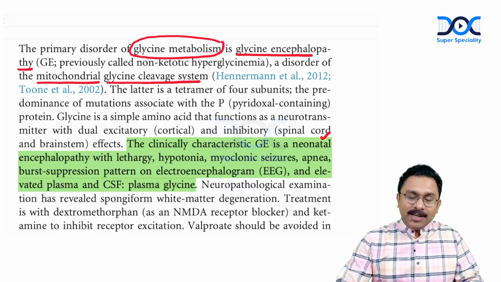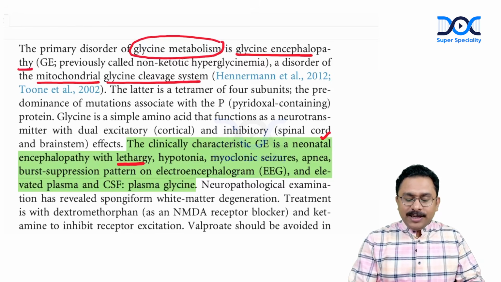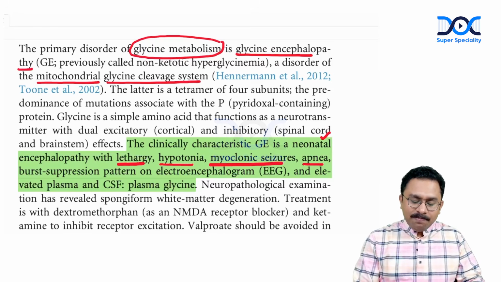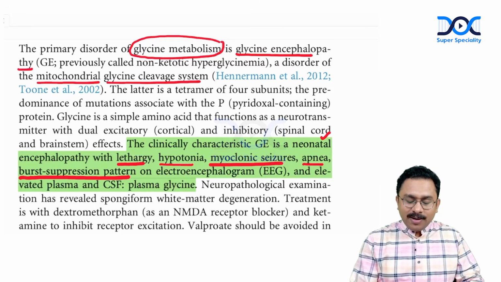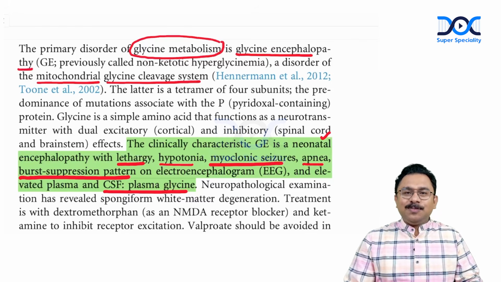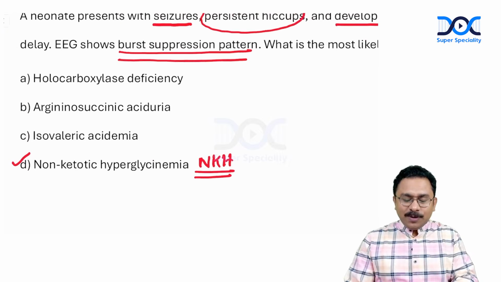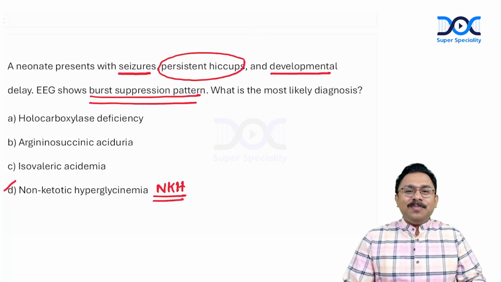So patients present with neonatal encephalopathy with features of lethargy, hypotonia, myoclonic seizures, apnea, and importantly, a burst suppression pattern on EEG with elevated plasma and CSF to plasma glycine. Right, so that is what you should know about this particular disorder. So for this question, the answer should be option D, non-ketotic hyperglycinemia.